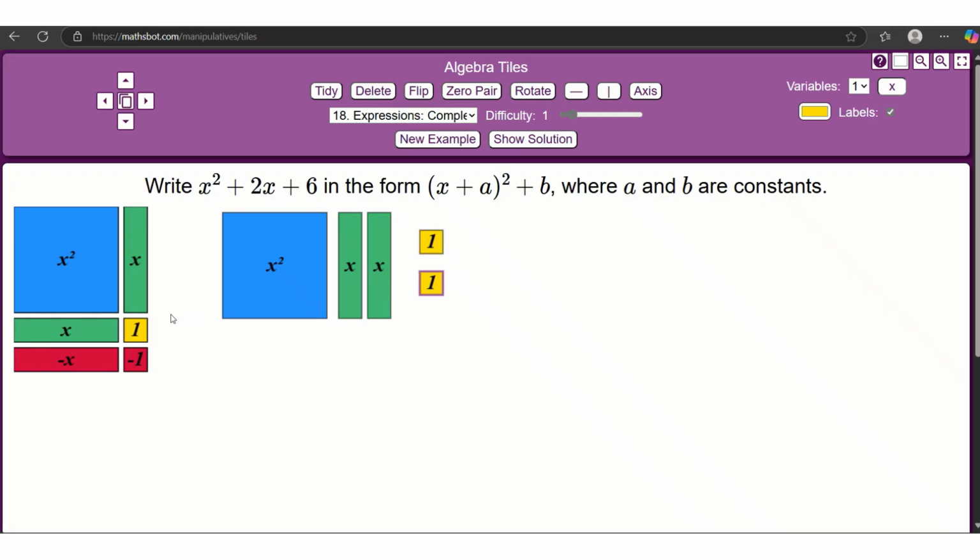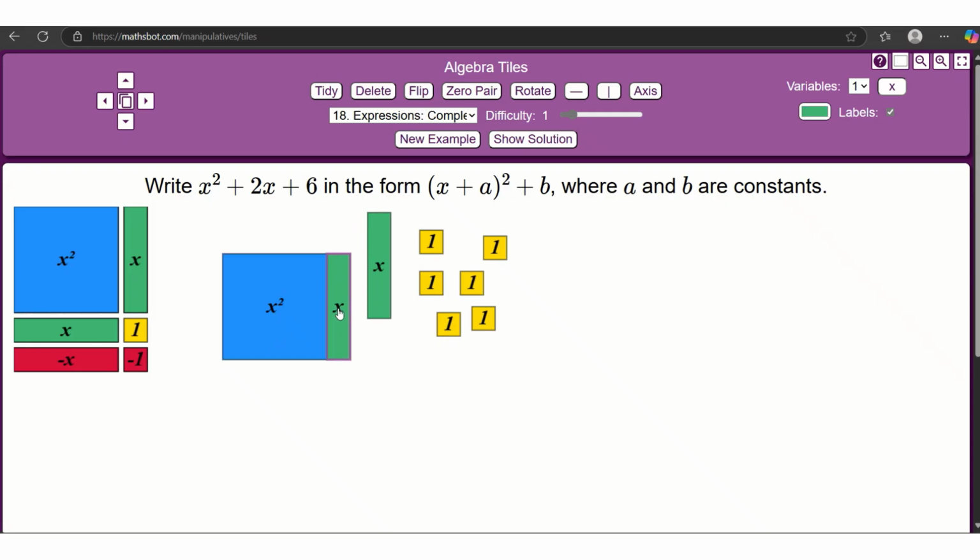Right, and so drag over those 6s. And again, the task here is to make a perfect square. So we're going to complete the square. And again, you could kind of play around with this, but you'll find if you do anything other than split up the x's, it's not going to work.